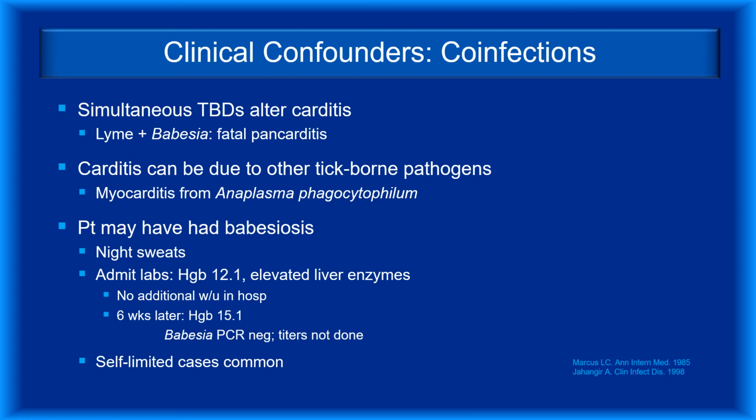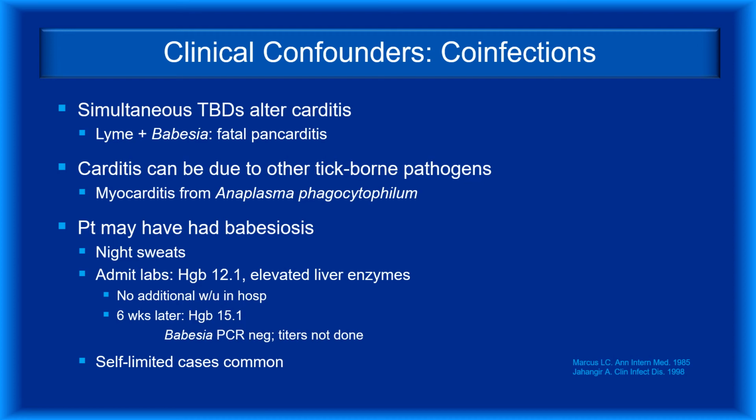When faced with a dramatic clinical problem, it's not unusual for other things to go unnoticed. It's quite possible that our patient also had babesiosis. He had complained of night sweats, and his admission labs documented a hemoglobin of 12.1 in conjunction with elevated liver enzymes. These values were not rechecked while he was in the hospital.